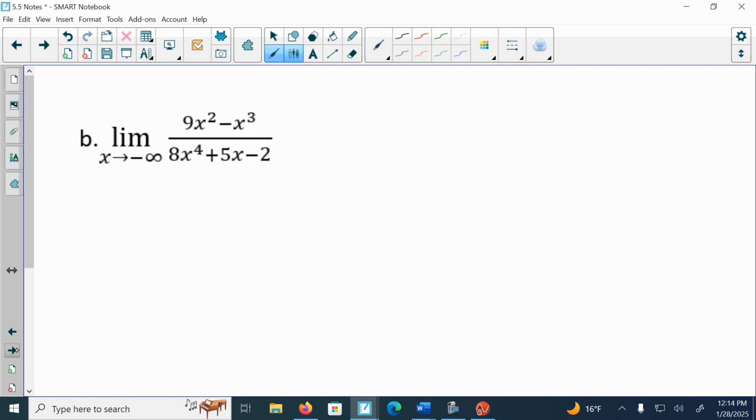So here I'm going to do another one. This time x is approaching negative infinity. I'm going to start off the same way that I just did with the other one. I'm going to take the highest power that I have in the numerator, which is -x to the third, and the highest power that I have in the denominator, which is x to the fourth. If I were to simplify, I would end up with -1 over 8x.